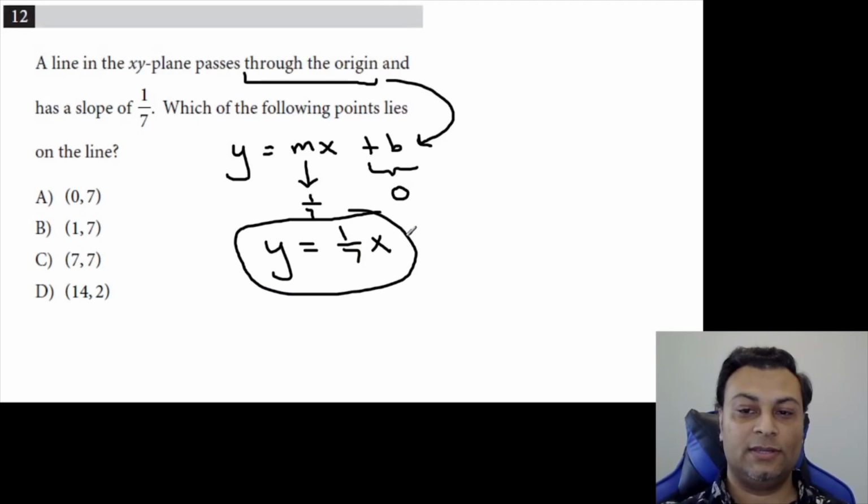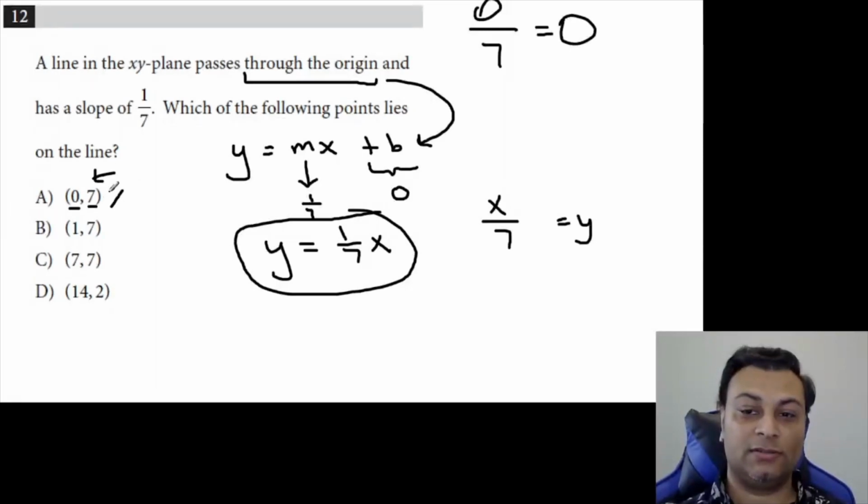That means if the y-coordinate is 1/7 the size of the x-coordinate, that's the answer. So x divided by 7 should give you the y. If we take the x-coordinate and divide that by 7, we should get the y. 0 divided by 7 produces 0, not this. 1 divided by 7 is 1/7, not regular 7. 7 divided by 7 is 1. But 14 divided by 7 is indeed 2.